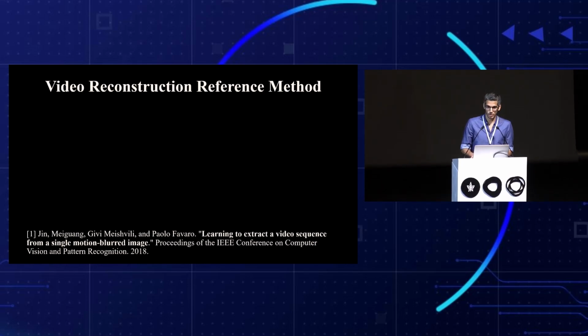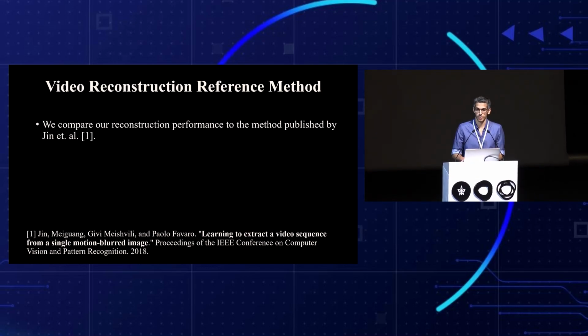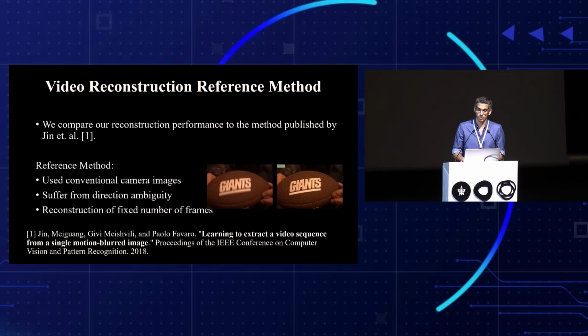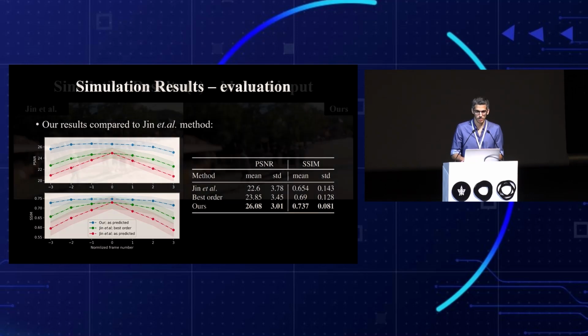For the video reconstruction task, we compare our method to a method by Jin et al. They use conventional camera images such that they suffer from the direction ambiguity, as I mentioned, and the method is limited to a fixed number of frames. Our method is better both in PSNR and SSIM for the video reconstruction task, and all the details are presented in our paper. I will not get into it right now.